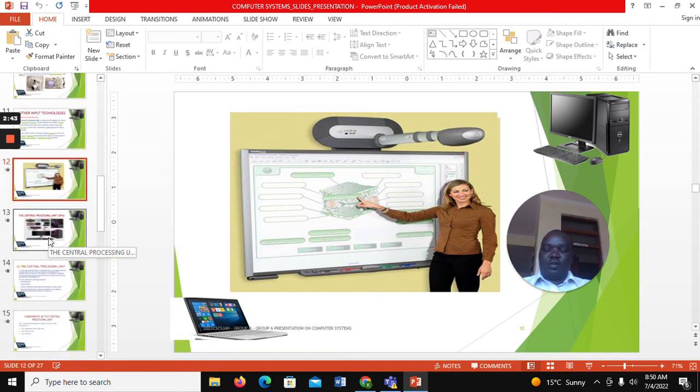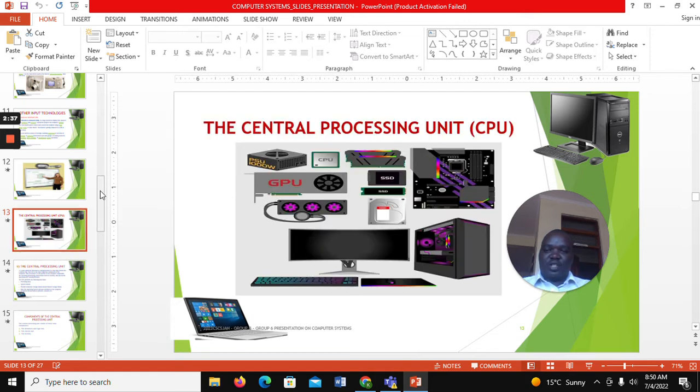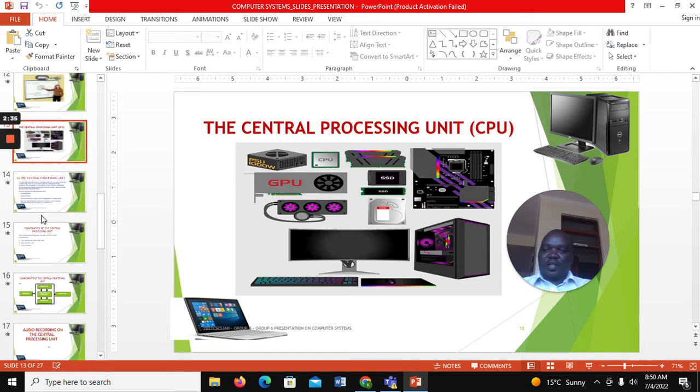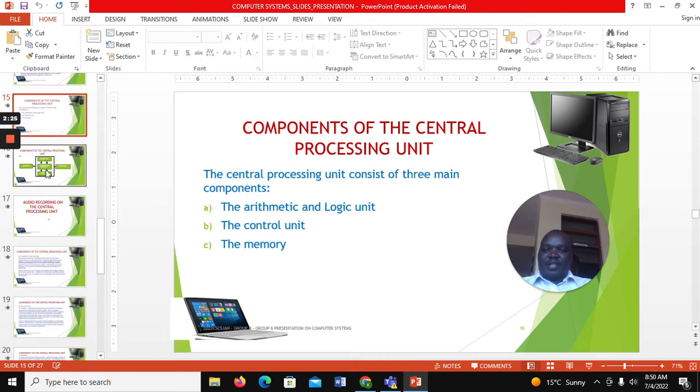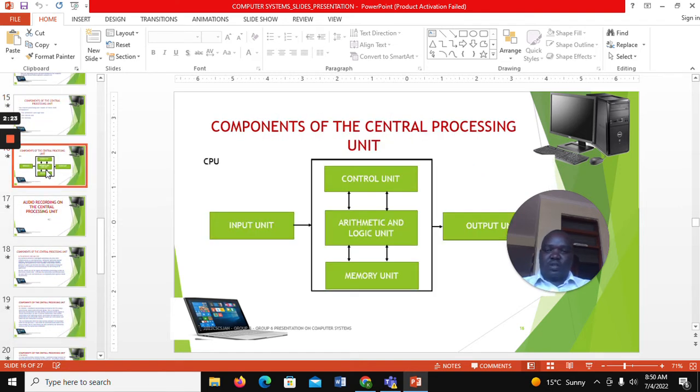And then we now come and look at the central processing unit. You can see that it has three components: the arithmetic and logic unit, the control unit, and the memory. And that is a representation of the central processing unit.